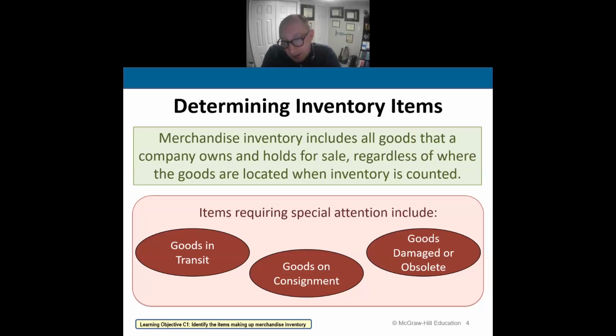And another thing we need to take into consideration are any goods that arrive to us either damaged or goods that become obsolete. The word obsolete means it's no longer relevant.